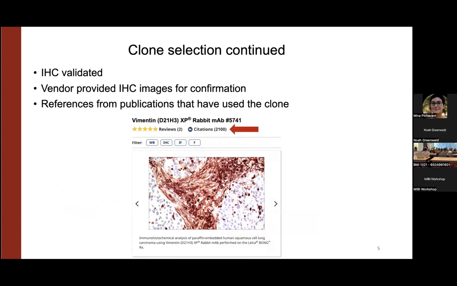Now, the other thing we do is a trust-but-verify kind of concept, which is that you trust the vendor, but you also want to verify it. The way this is done is that most vendors list citations on their website, showing whether the antibody has been used in publications. So, for example, this one has been cited over 2,100 times, so you could be pretty confident that this antibody will probably work in IHC.